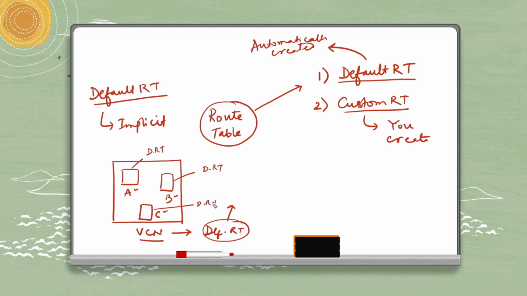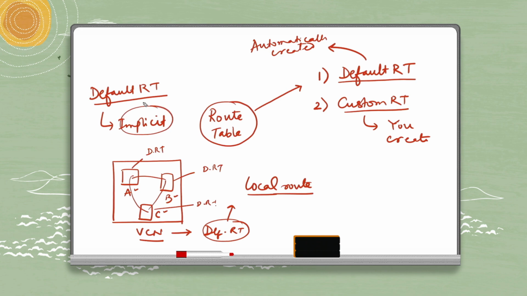This also means that they can communicate with each other, and there is no requirement for any type of rule to be added in order to establish the communication between the subnets inside the VCN. Now the question is, why is this so? This is so because the default route table contains a local route, and therefore I mentioned it is implicit.